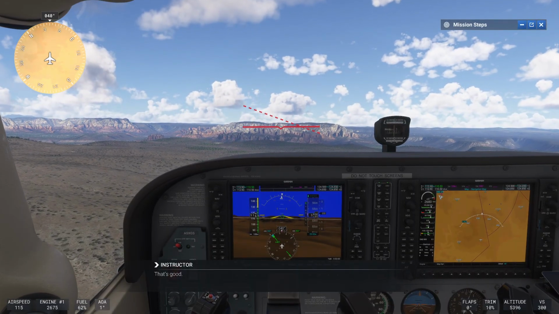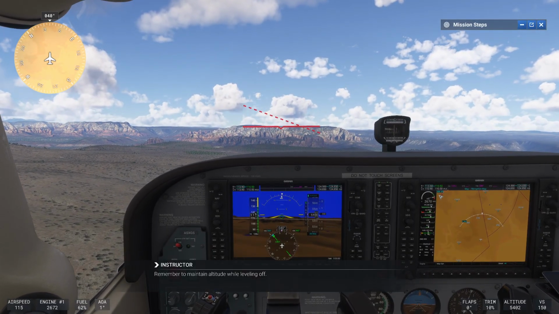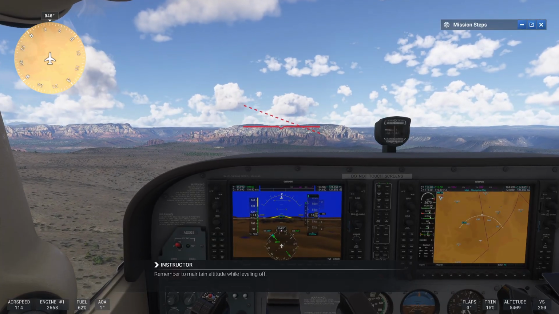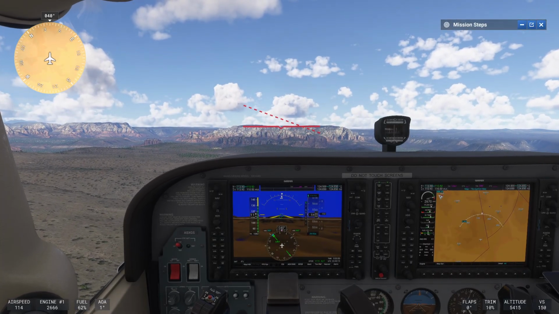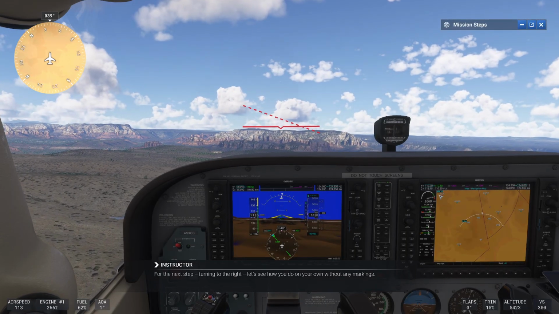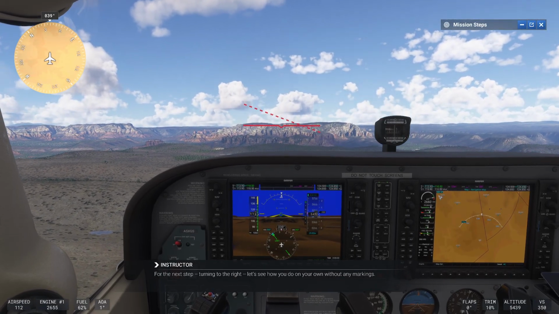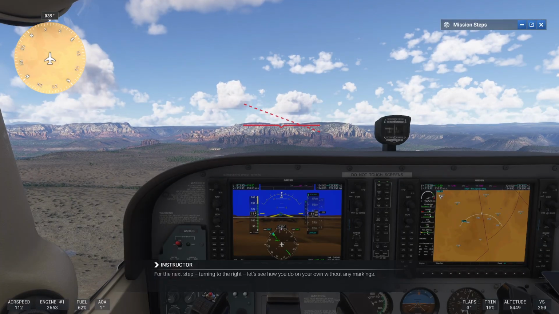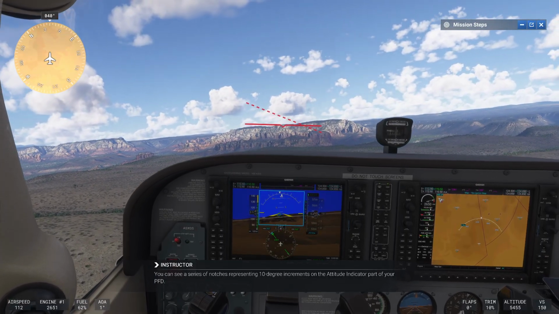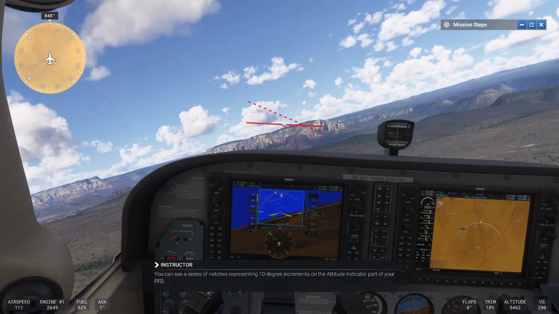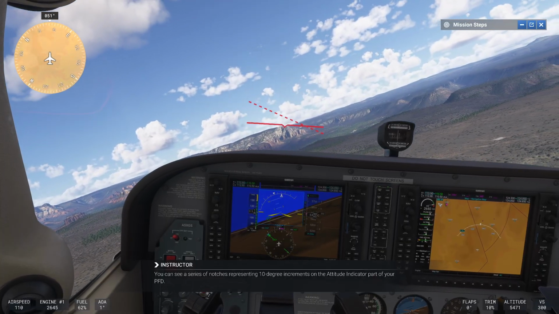That's good. Remember to maintain altitude while leveling off. For the next step, turning to the right, let's see how you do on your own without any markings. You can see a series of notches representing 10-degree increments on the attitude indicator part of your PFD.